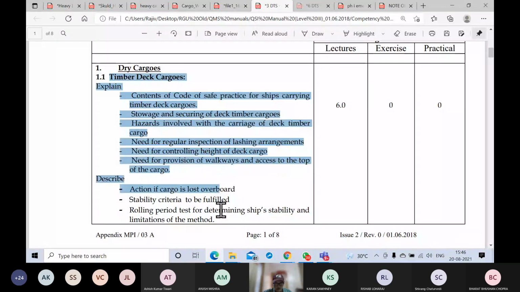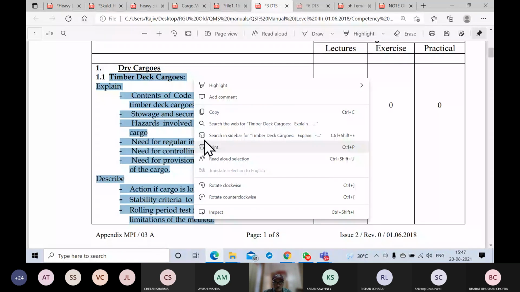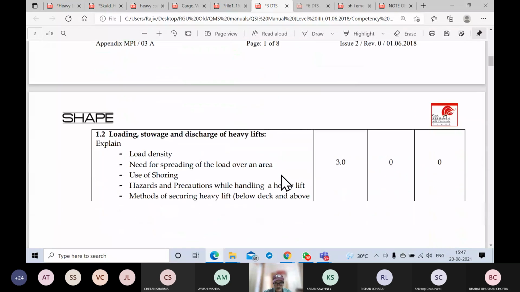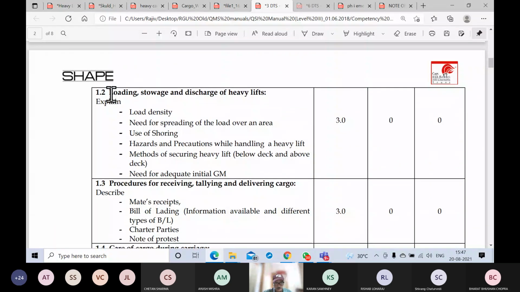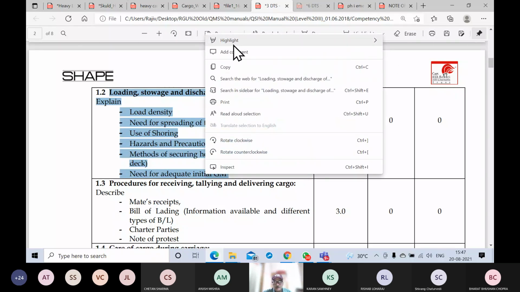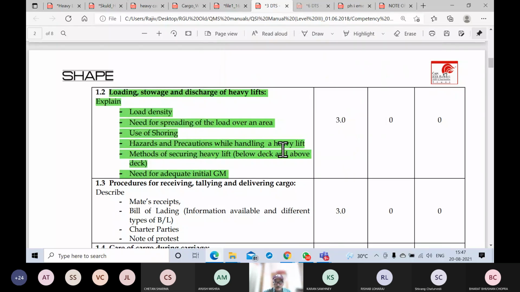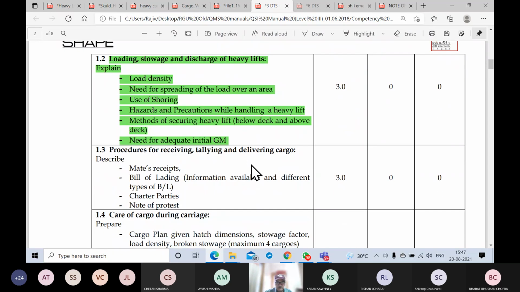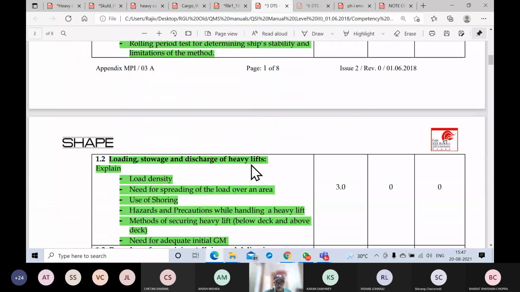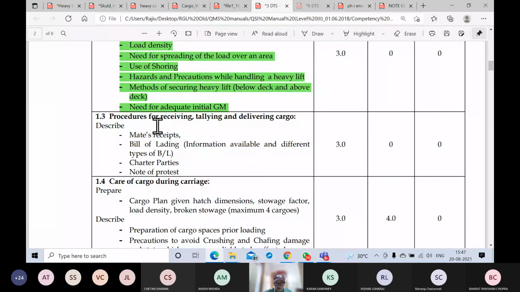Timber deck cargo. Yes, sir. Yes, sir, can see. Okay. This is only for recollecting, nothing to do with you, so that I know what has been done. And then we have done this one. Heavy lift. So that we will be knowing what has been done and what is to be done. So this is one way to do it. This is done. And now we will move on to this one.